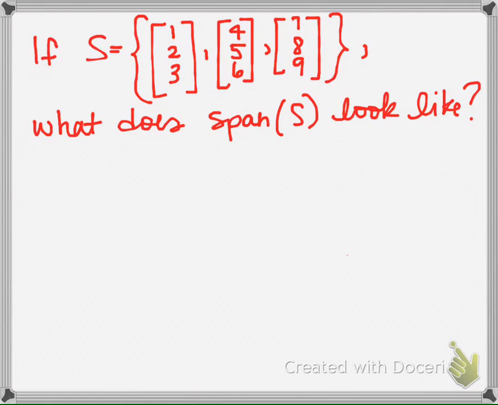Hello. I wanted to do this example and also give you some geometric point of view for this one. So let's take S to be the set of three vectors in R3, (1, 2, 3), (4, 5, 6), (7, 8, 9). And you want to know what does span of S look like. So let's go to the geometric point of view. So let's try to look at this in 3D.